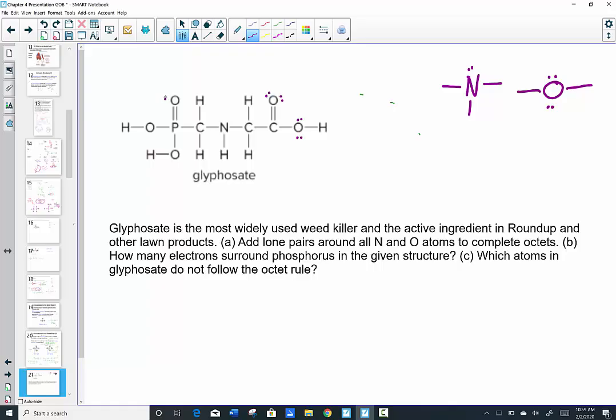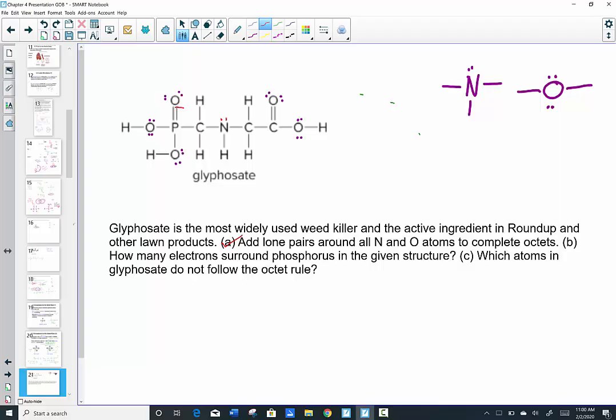I can complete the dots on each oxygen very quickly, making sure it has 2 bonds and 2 sets of dots. We got it. 2 sets of dots for each oxygen. Do that for the nitrogen. Here's one: 1 set of dots, 3 bonds, it's perfect. We added all the lone pairs on the N and the O. Done. Letter B.